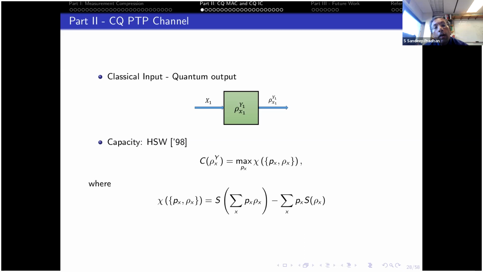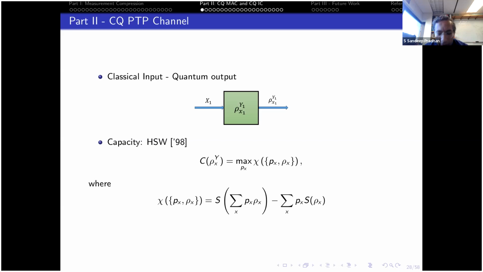So here we have X1 as the input, and if you feed X1 as the input, you get a quantum state. That could be, for example, in an optic fiber, where you want to send a zero, you set up an optic field, and that is sent over the fiber, and at the output you receive some kind of quantum field, a quantum state.